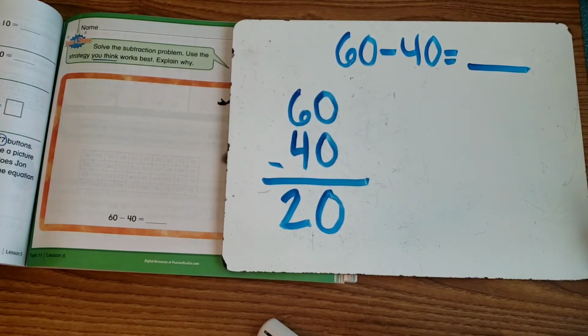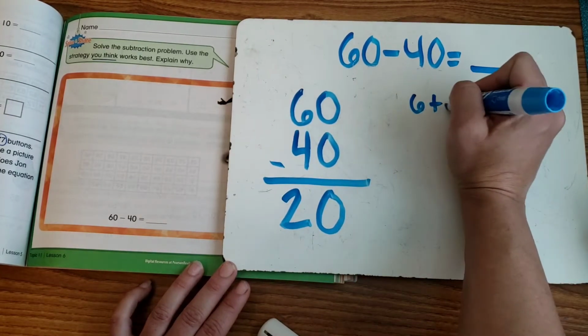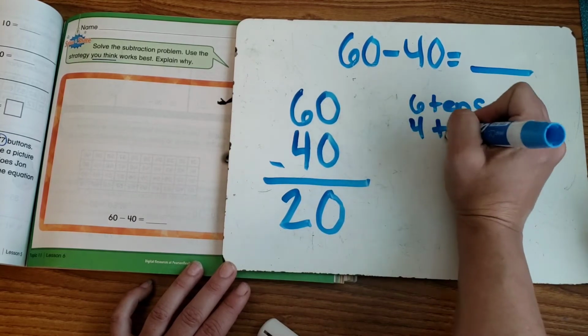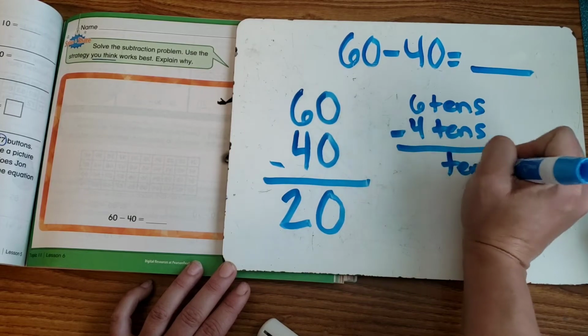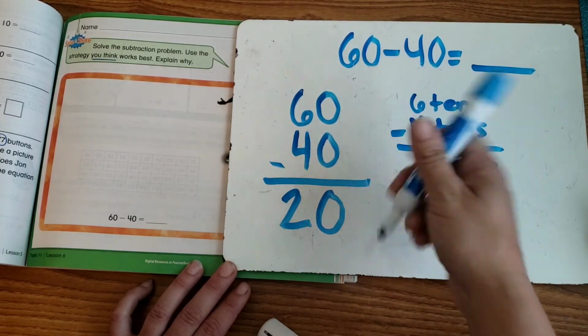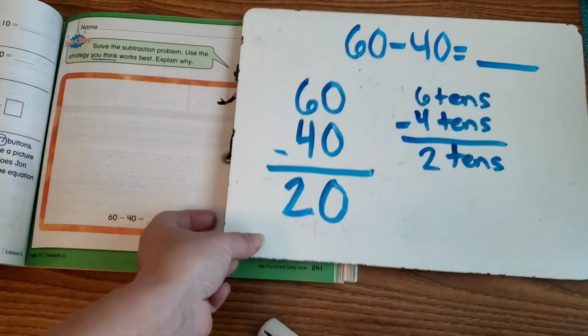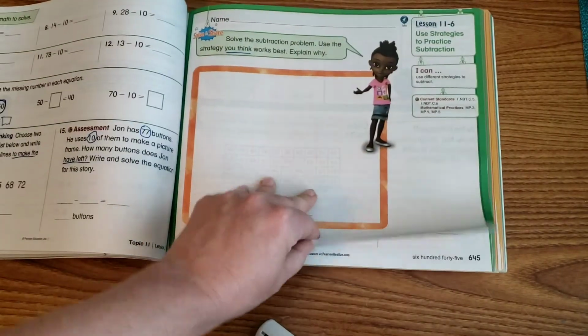Just like that, right? Or you could even think about it like this. 6 tens, if you don't want to mess with the zeros, minus 4 tens equals 6 minus 4. 2 tens. It's the same kind of idea, because 2 tens is 20. So you can use the method that is easiest for you on this page and throughout this next lesson.